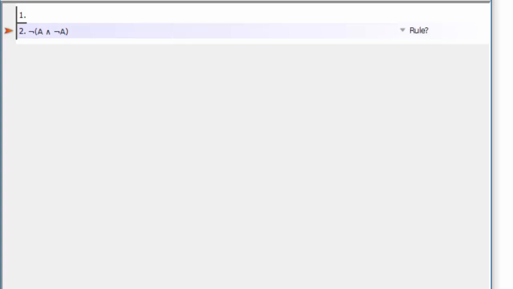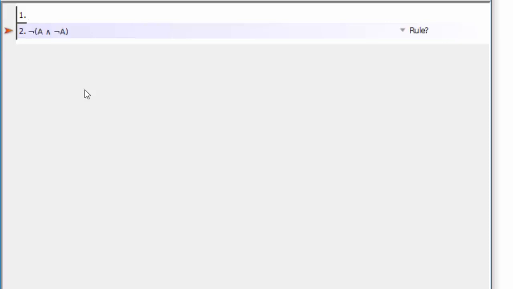All right, so what I want to prove here is that it cannot be the case that A is true and A is false. This is the law of non-contradiction. To do that, I'll notice that what I want to prove is a negation. And thinking about the fact that it's a negation, I ask myself, are there any rules that allow me to add a proposition that is a negation? And the answer to that is yes. Negation introduction allows me to do that.